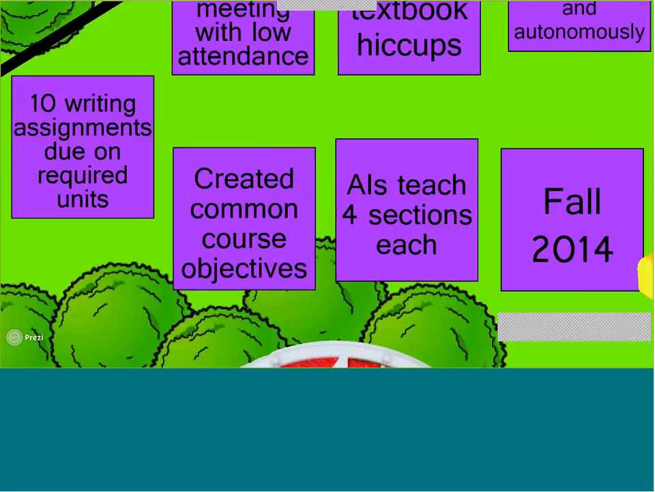So let's move along to fall 2014. At that point, the AIs' teaching load increased to 4 sections each. We had 6 AIs. They were teaching 45 students in each section, so that's 180 students. They did have a TA to help with grading, but they were responsible for 180 students. Susan and I, at that time, started doing backwards design, so we started developing the common course objectives, because after that point, everybody just kind of did whatever they wanted to do.